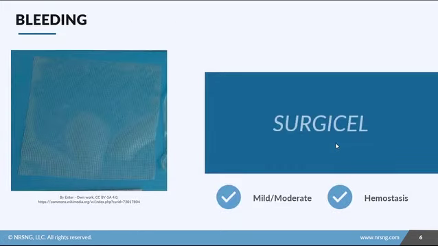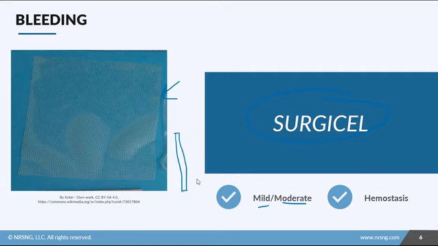And now I remember I talked about specific dressings we can use for bleeding. If you have a wound with mild to moderate bleeding, you can use something called Surgicel. Looks like a little mesh like this. Sometimes it comes in sheets. Sometimes it comes in long, thin strips that you can use to pack a wound.